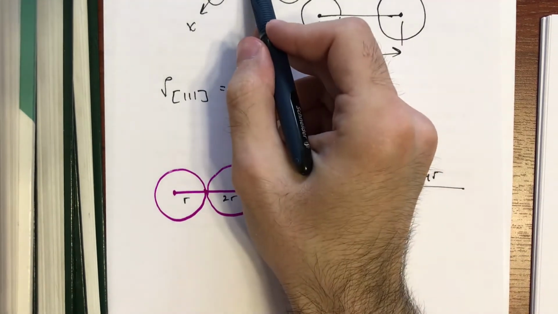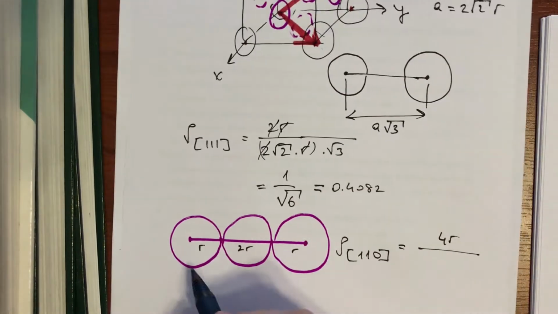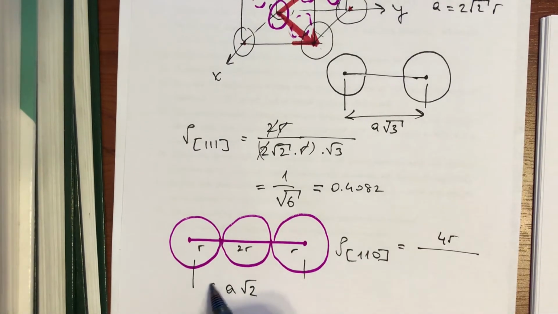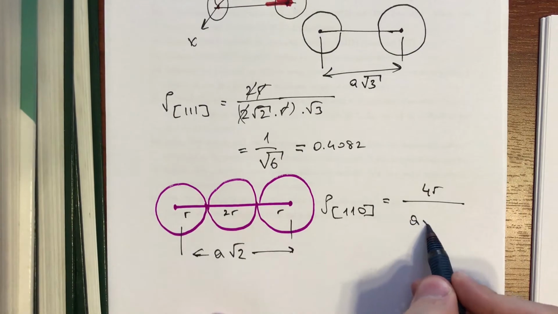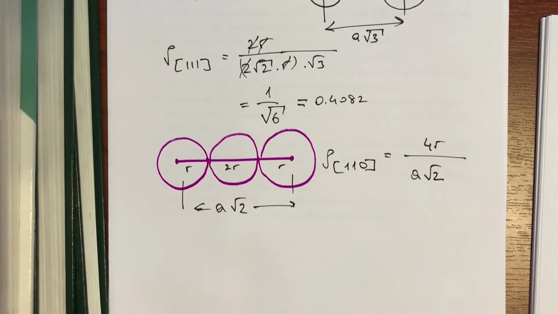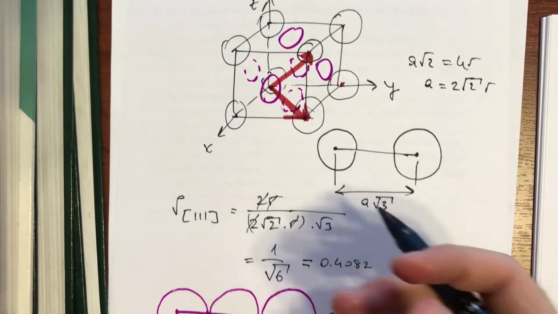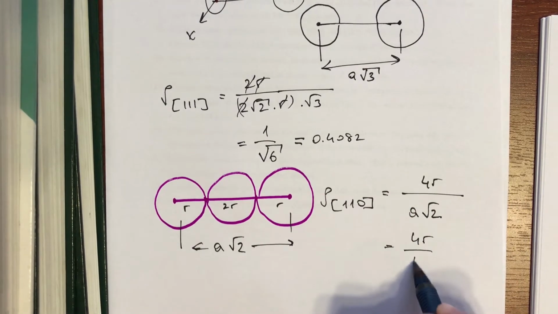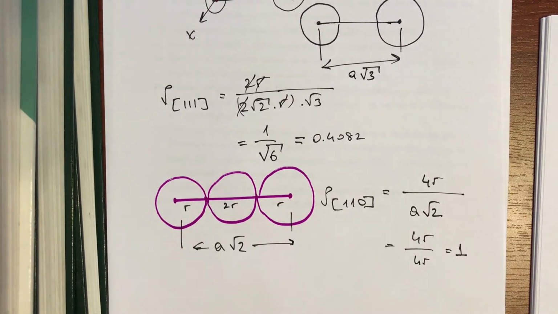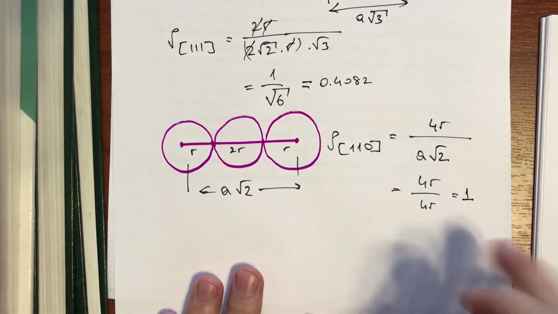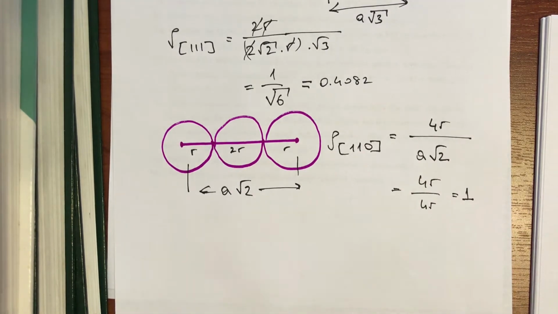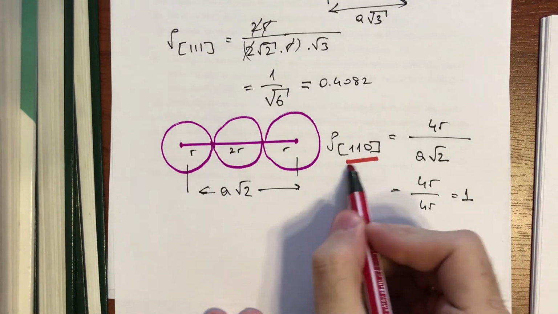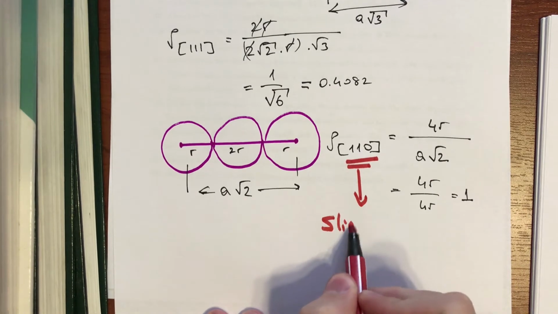4r divided by, since this is the face diagonal here, it's going to be a square root 2, this length. However, we know that for FCC the atoms touch on the face diagonal, as it is obvious from here. So a square root 2 is 4r, 4r over 4r, this is going to be 1. This is the most densely packed direction. The whole direction is filled with atoms, 100%, and 110 for FCC is going to be the slip direction.